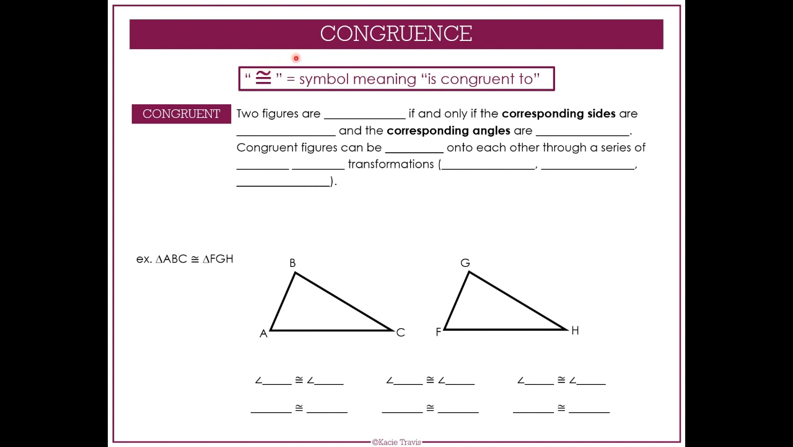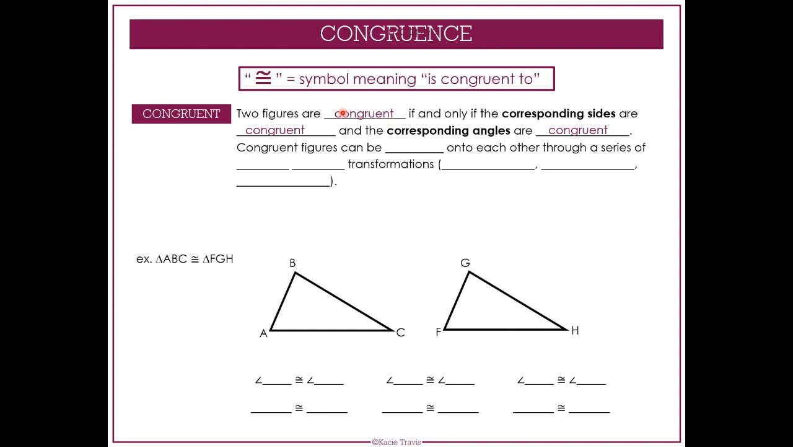Now, for two figures, or anything, to be congruent, they are congruent if and only if the corresponding sides are congruent and the corresponding angles are also congruent. Congruent means the same. They are entirely the same. Same measure, same shape, same everything. So if your corresponding sides and angles are congruent, then you have two figures that are congruent.